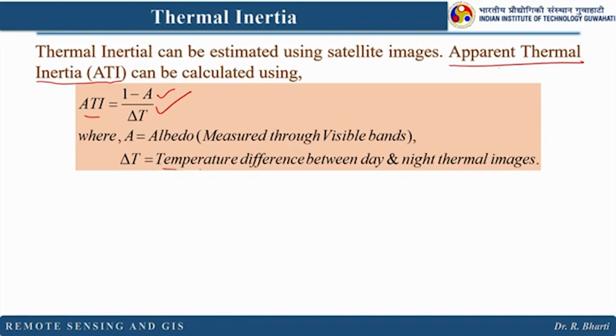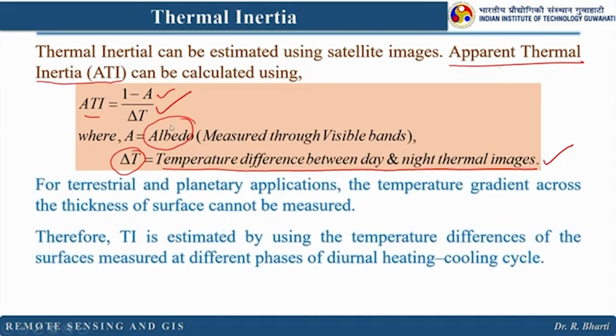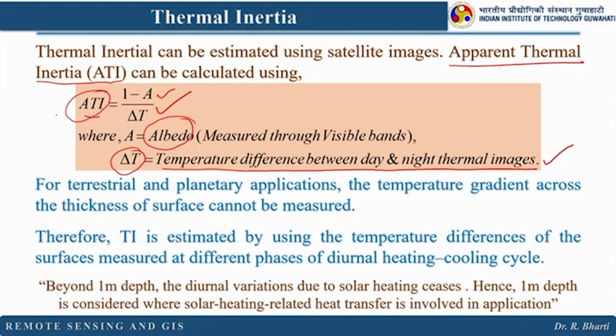Delta T is the temperature difference between day and night thermal images. So you have ASTER data. In the previous case we used ASTER data, and using the day and night time surface temperature data, we can calculate the delta T, and the albedo can be calculated using other images from 0.4 to 2.5 micrometer. And once you have that, you can easily estimate the apparent thermal inertia value.